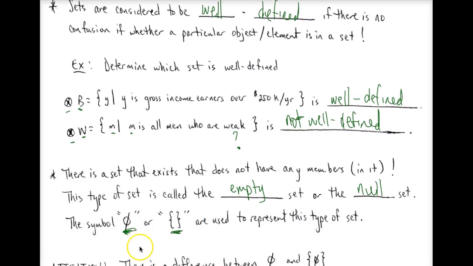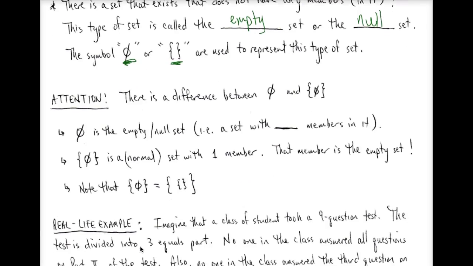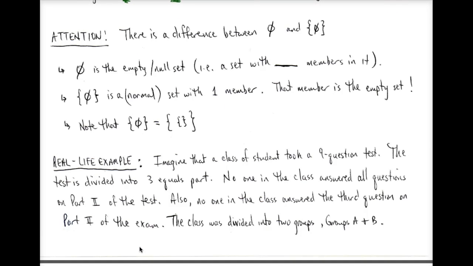All right, so now, knowing that, we know that there's a difference between having a set with no members and a set that has a member, and that member is a set with no members. Here, this symbol just represents the empty or null set, the set with no members, and of course this represents a set, which we're calling a normal set, with one member in it, and that member is the set with no members.